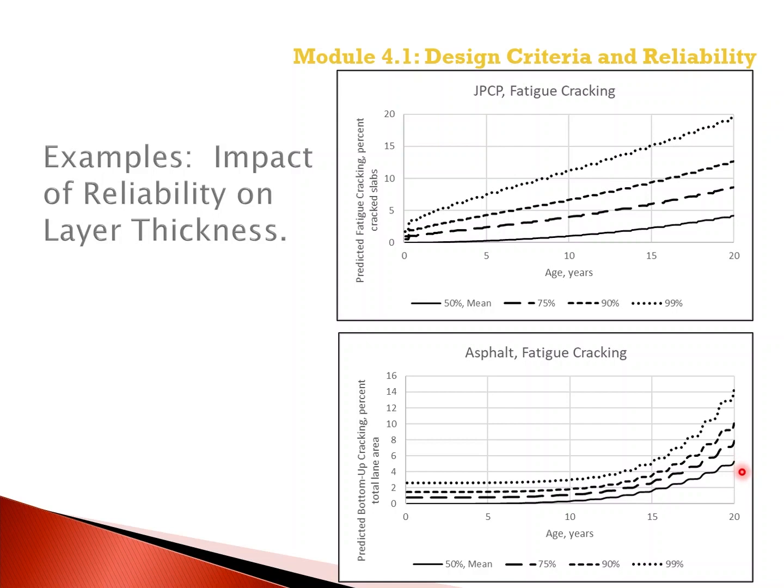At 50% reliability, we have about, maybe 5.5 inches. The 75% is about 8. The 90% is about 10. And the 99% is slightly over 14 inches. Again, these are just examples for the impact on only the bound layer thickness. Obviously, other design parameters would be changed so that we do not have to build such thick bound layers to meet our design criteria.